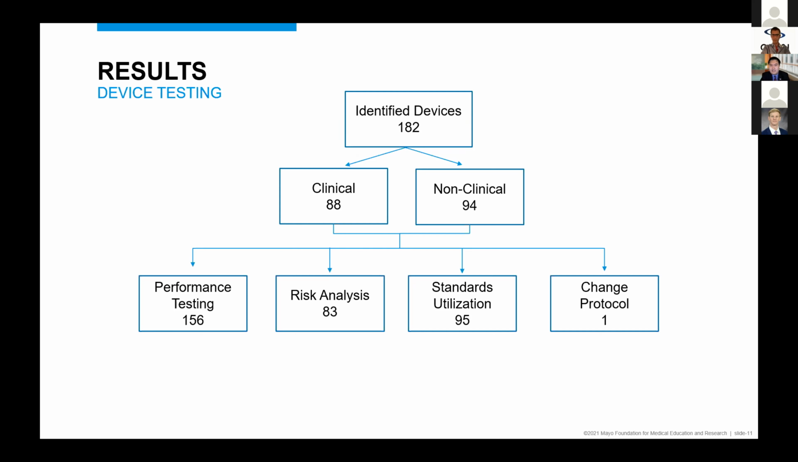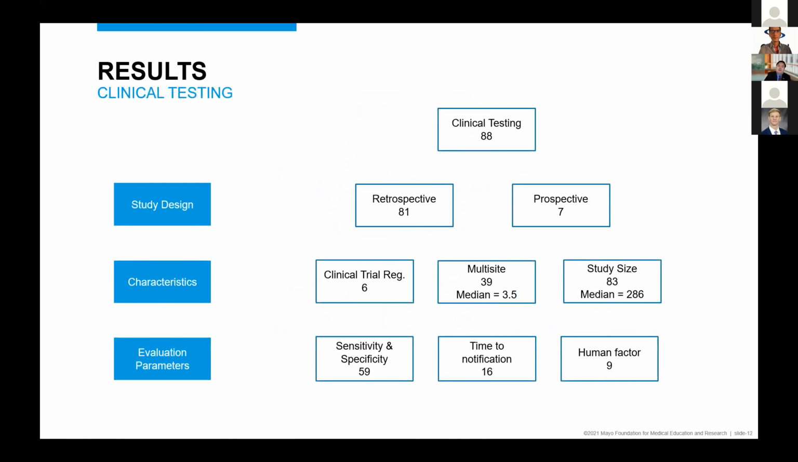About 45% of the devices had risk analysis, where the device manufacturer laid out the risk to the patient's privacy information and other ways to mitigate such risks, and about half included voluntary industry or FDA standards that they adhere to while developing the device. And only one of these summaries indicated that they had established what's known as a change protocol for the AI device. Next slide, please.